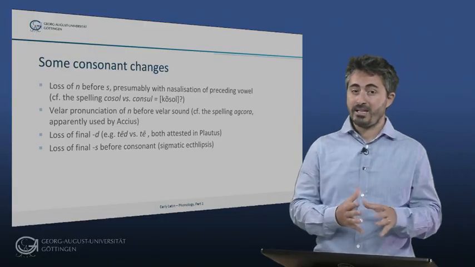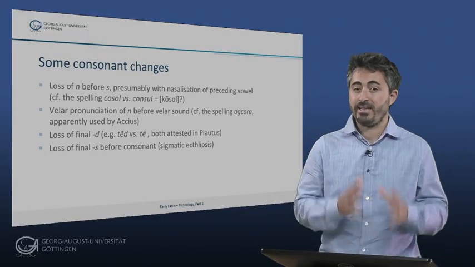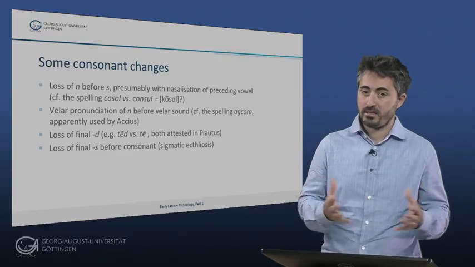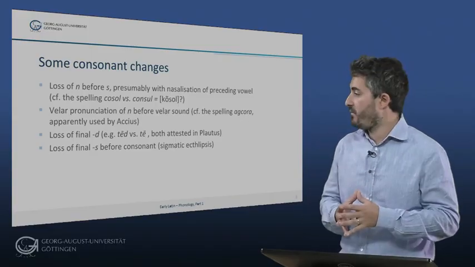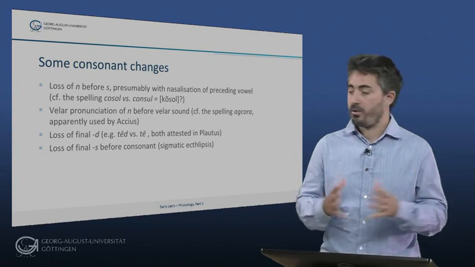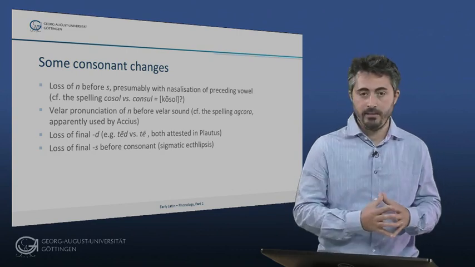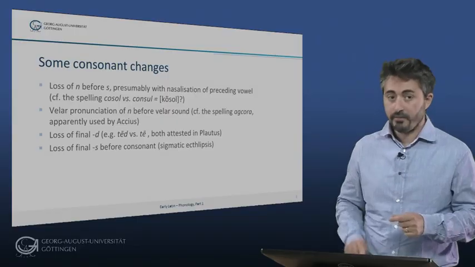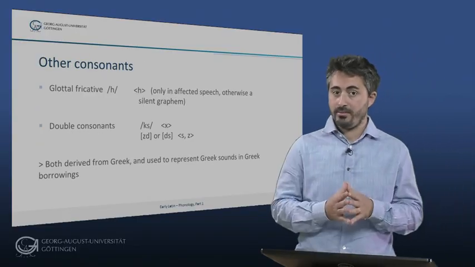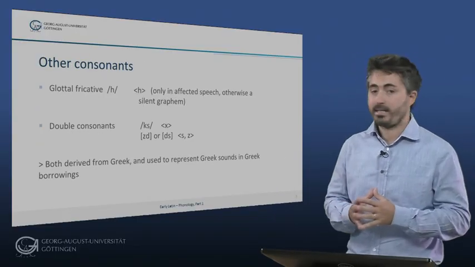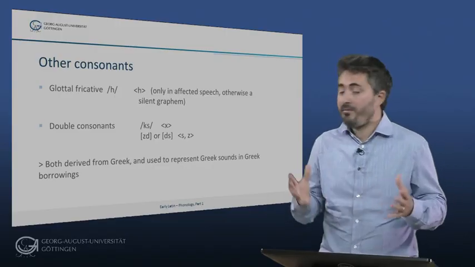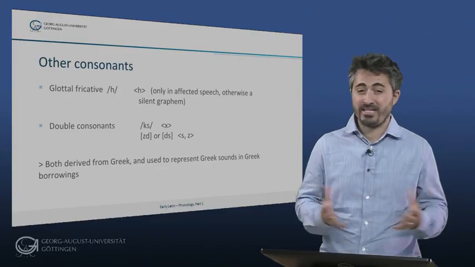A typical feature of early Latin is the disappearance of the old endings in final D of the ablatives and the loss of final S before a following consonant, which we now call sigmatic ecthlipsis. In the final part of the early phonemic table, I may also list the grapheme H, which however already in early Latin did not represent any sound.